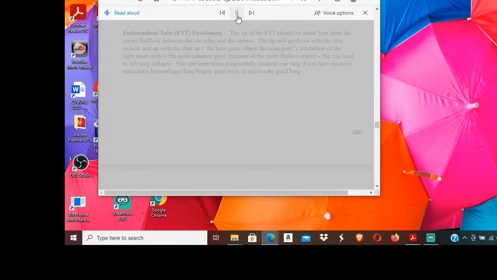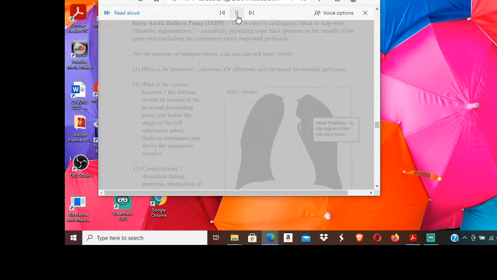366. Intra-aortic balloon pump, IABP. This is used in cardiogenic shock to help with diastolic augmentation, essentially providing some back pressure so the vessels of the great arch, including the coronaries, enjoy improved perfusion. For the purpose of multiple choice tests you can ask 3 things. 1. What is the function? Decrease LV afterload, and increased myocardial perfusion.